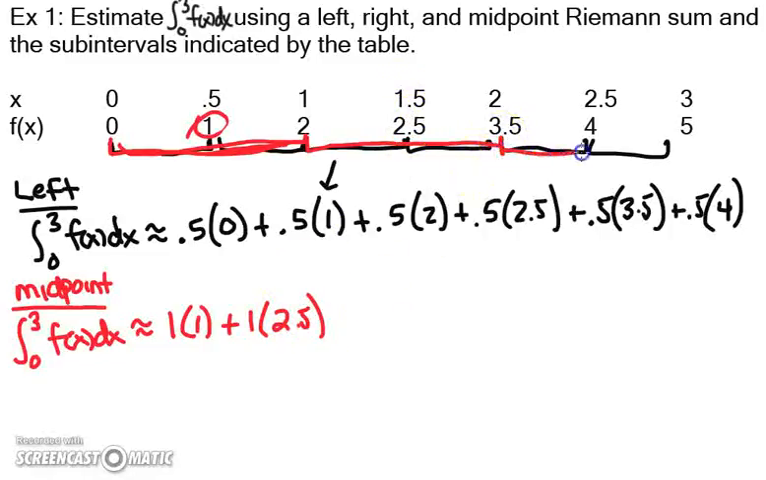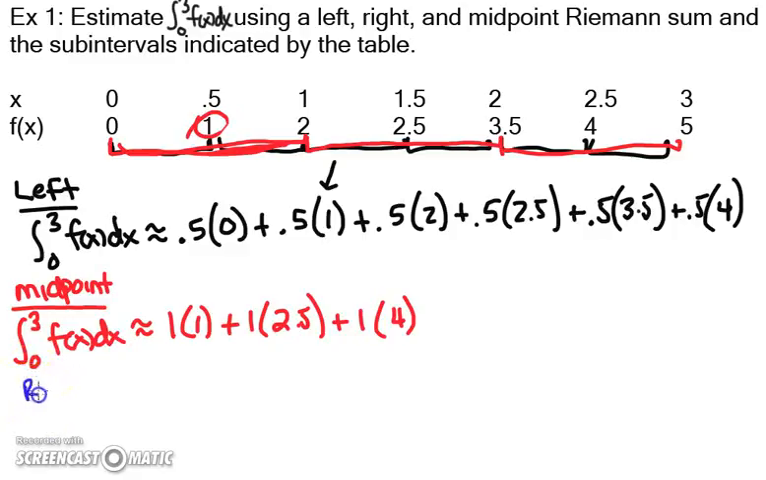And then we have one more to go. Once again, the base of that's going to be 1 because the distance from 2 to 3, the change in x, is 1. The height is going to come from the y value of its midpoint. Its midpoint's 2.5, the y value is 4. And once again, we don't want to simplify anything because we might make a mistake and lose points for no reason.